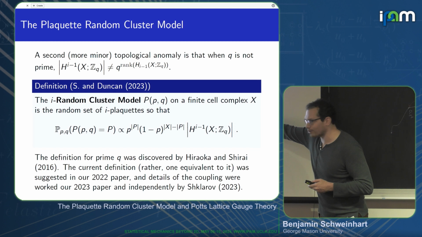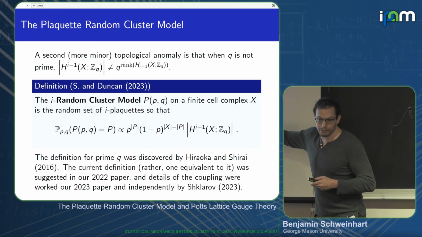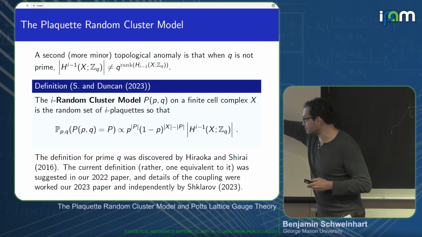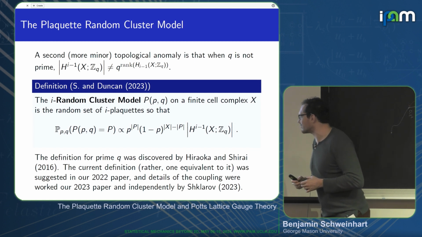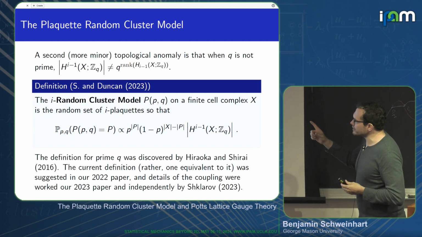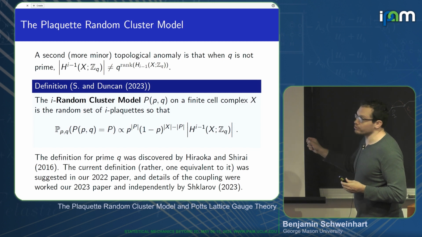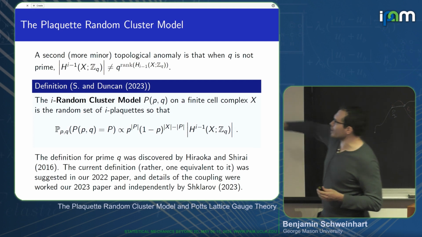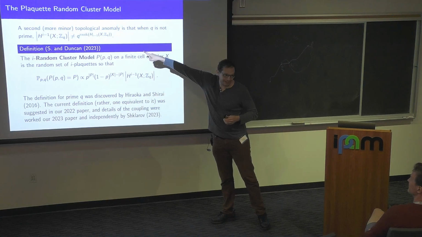It looks just like your classical random cluster model: p to the number of plaquettes, 1 minus p to the number of complementary plaquettes, and then the size of your H1, here where we're doing it for 2-complexes, the size of your cohomology with coefficients in Z_Q. So the definition does simplify if Q is prime. If Q is prime, then Z_Q is a field, and then this equality up here holds.